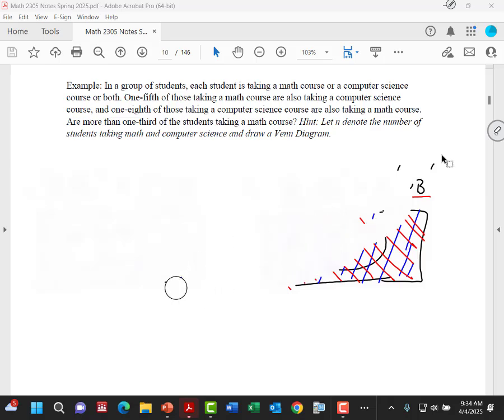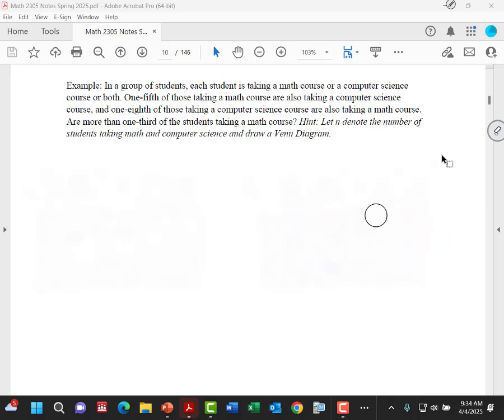So in this example, a group of students, each student is taking math or computer science, or both. 1/5 of those taking a math course are also taking a computer science course, and 1/8 of those taking a computer science course are also taking a math course. Are more than 1/3 of the students taking a math course? So I'm given a hint to let n denote the number of students taking math and computer science, and then possibly draw a Venn diagram.